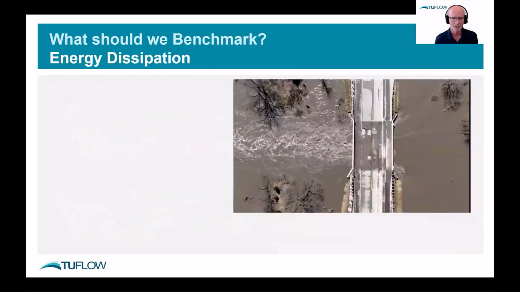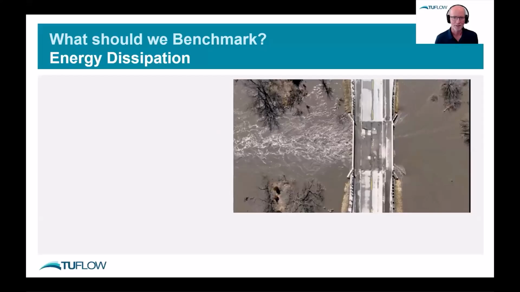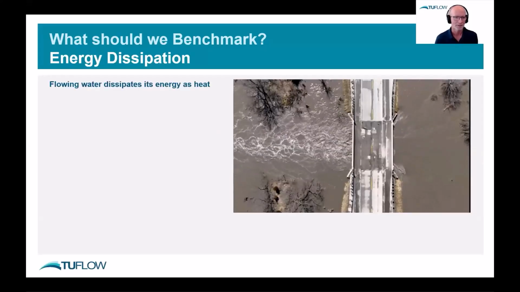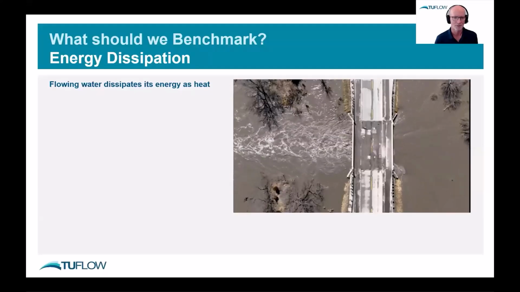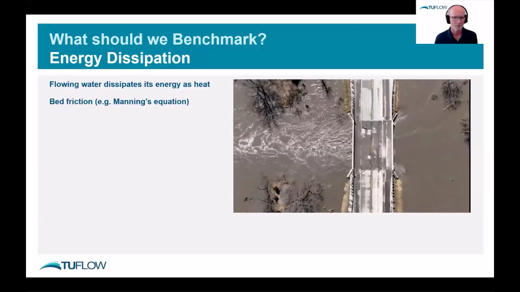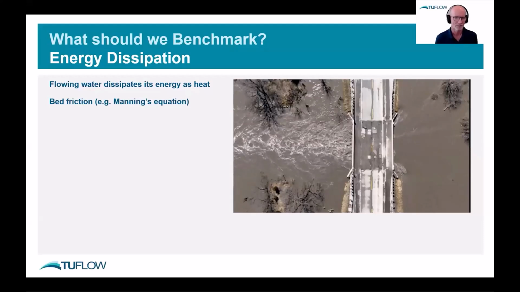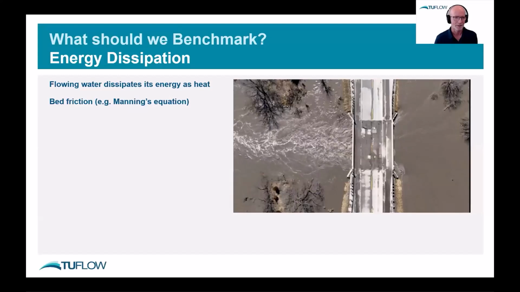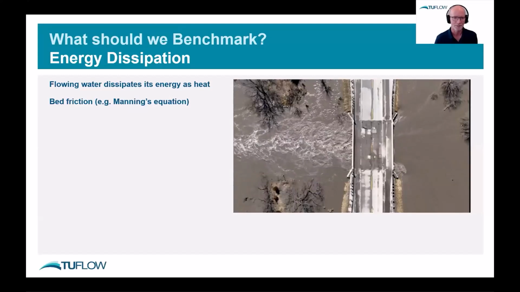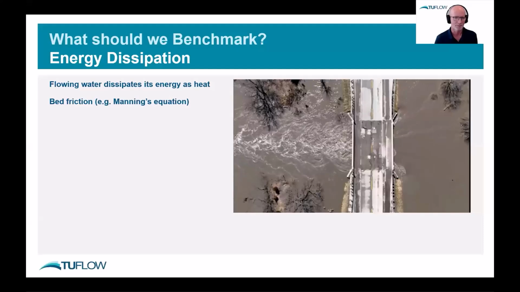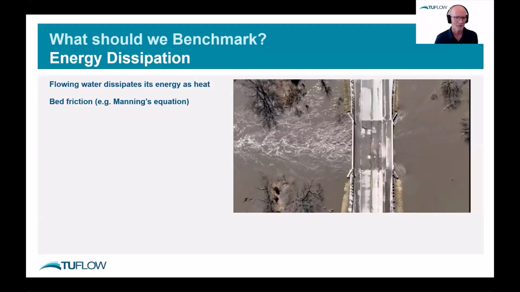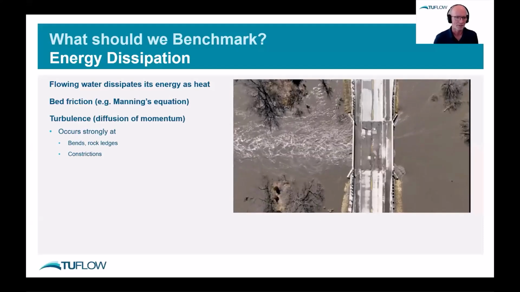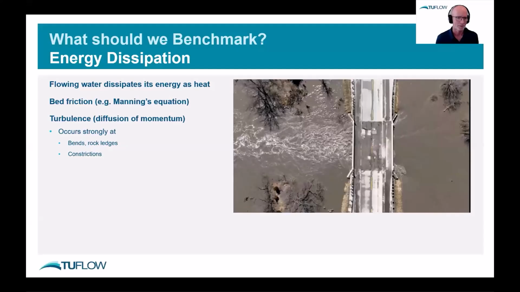One of the most challenging parts of our modeling is effectively related to energy dissipation. That occurs primarily as energy being dissipated as heat as it moves along. And that happens through effectively a friction against the surface, the bed. And by and large, the industry just focuses on using Manning's equation to represent that resistive force. No questions asked there. But the other way that energy is dissipated is through the diffusion of momentum or turbulence.